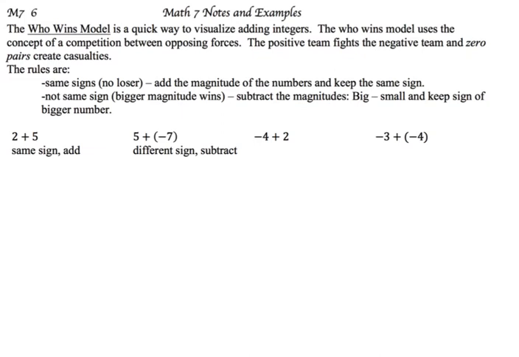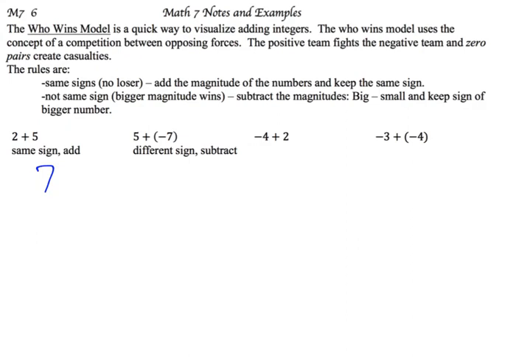The rules are, if they're the same sign, there's no loser. You add the magnitude of the numbers and keep the same sign. If they are not the same sign, the bigger magnitude wins. You subtract them, big number minus small number, and keep the sign of the big number. So in the first example, 2 plus 5, they are on the same team, so we just add them together and we get 7, and they were on the positive team, so it's positive 7.